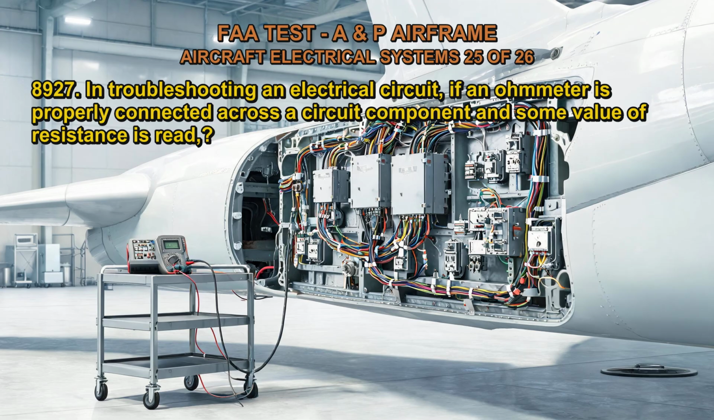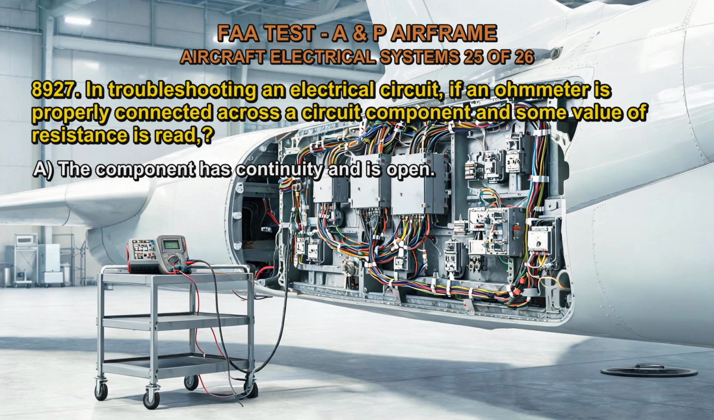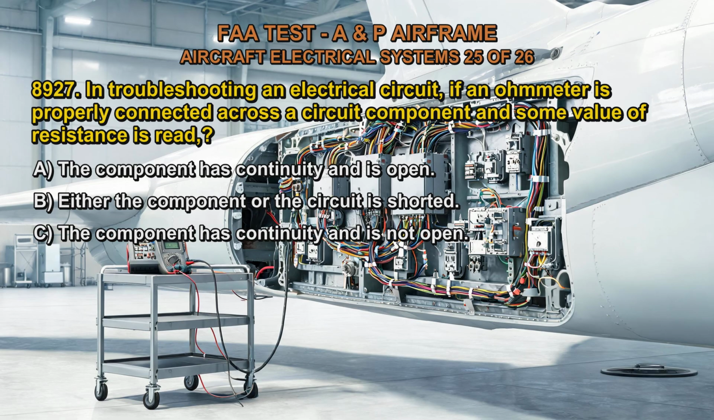8927. In troubleshooting an electrical circuit, if an ohmmeter is properly connected across a circuit component and some value of resistance is read, A. The component has continuity and is open. B. Either the component or the circuit is shorted. C. The component has continuity and is not open.